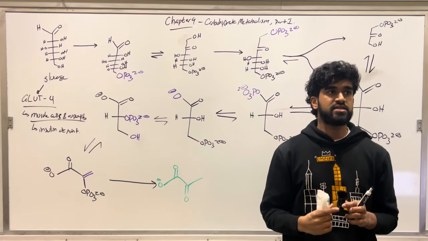NADH and NAD plus are implicated in glycolytic pathways: glycolysis, gluconeogenesis, fatty acid oxidation, etc. Whereas the NADPH and NADP plus ratio is implicated in DNA synthesis, or more specifically, nucleotide synthesis.